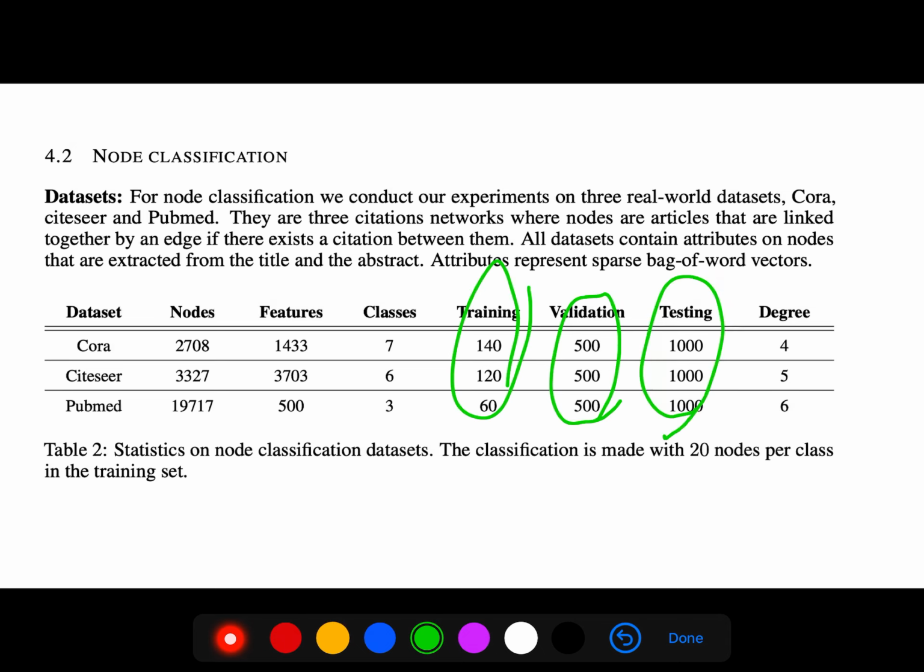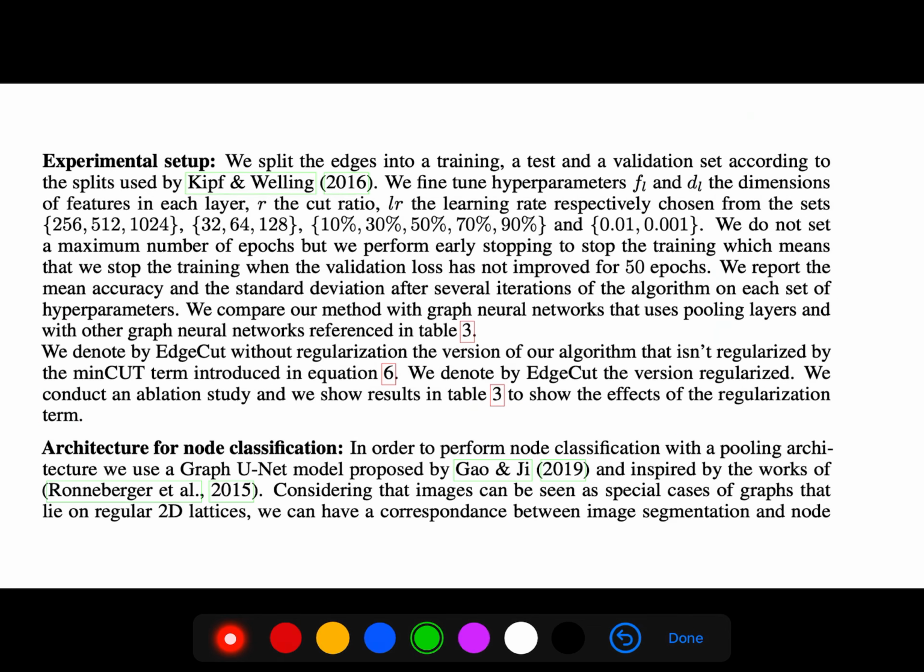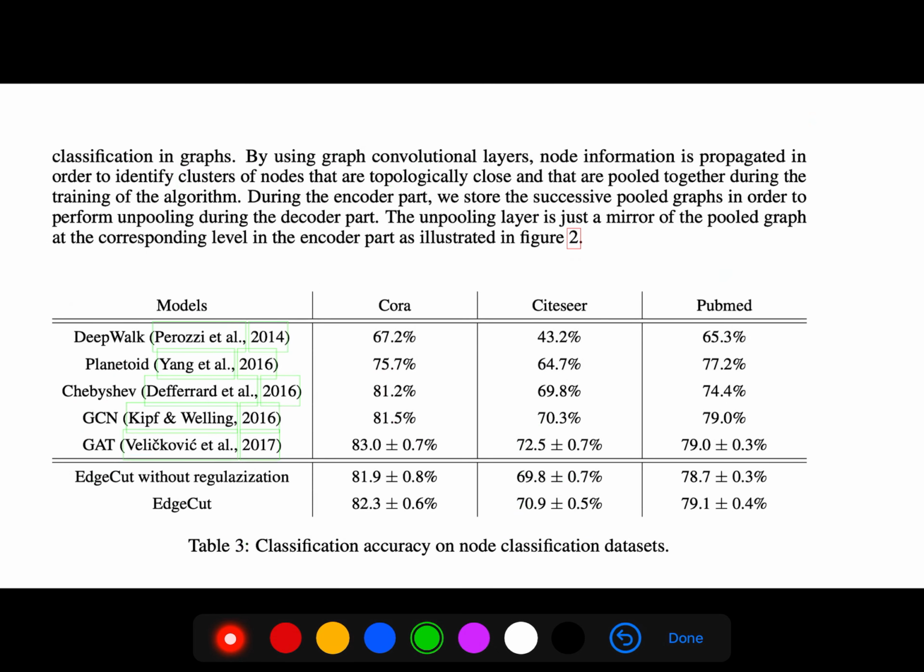Statistics for node classification. For Cora, CiteSeer, and PubMed. I can say all of these three have a very high homophily ratio. That's why for each node, the neighbors have very similar labels. And you see the different models. EdgeCut is the proposal, and you see that it has improved, but it is less than graph attention.